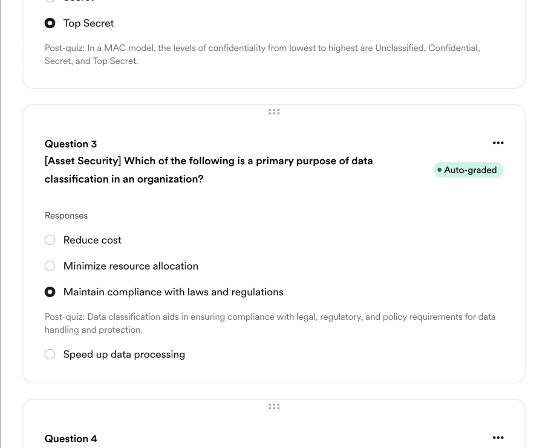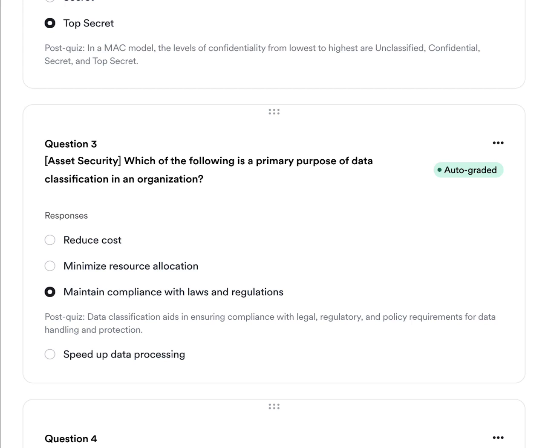Question 3. Which of the following is a primary purpose of data classification in an organization? Again, which of the following is a primary purpose of data classification within an organization? A, to reduce cost. B, to minimize resource allocations. C, maintain compliance with laws and regulations. Or D, speed up data processing. Again, which of the following is a primary purpose of data classification in an organization? Now, there's lots of different reasons for doing data classification, but in this question, which would be the primary purpose?